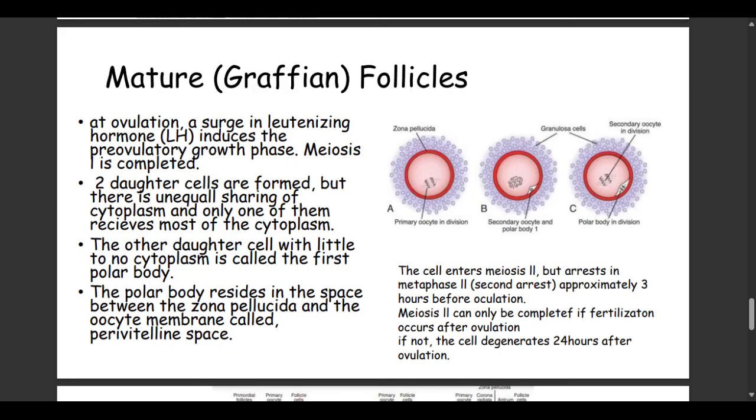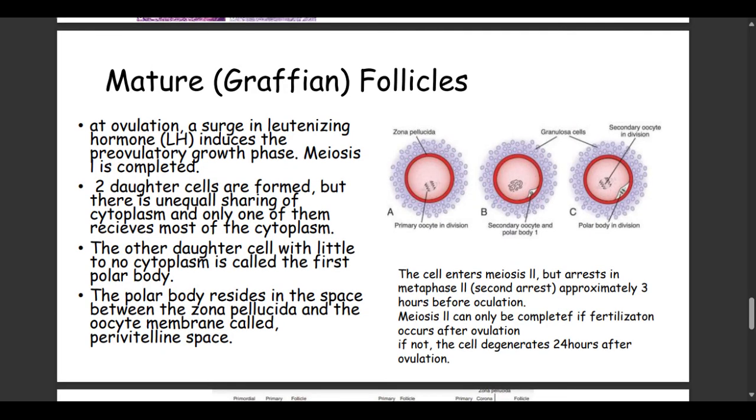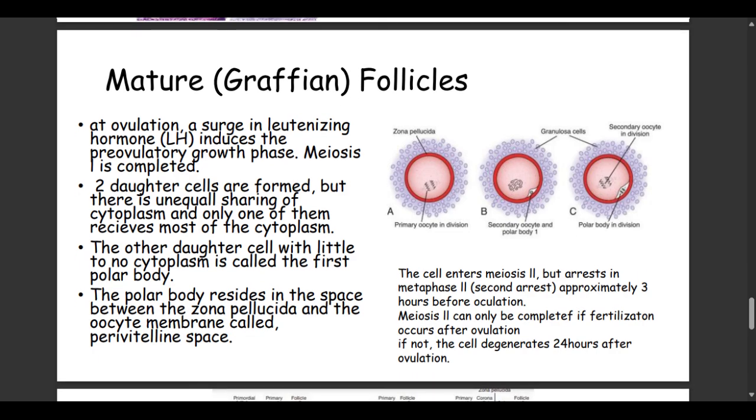Mature Graafian follicles are the ones that are found just before ovulation. Just before ovulation, a surge of luteinizing hormone induces the pre-ovulatory growth phase. Meiosis 1 is completed. So the cell will enter meiosis 2, but it will be arrested again, which is the second arrest.